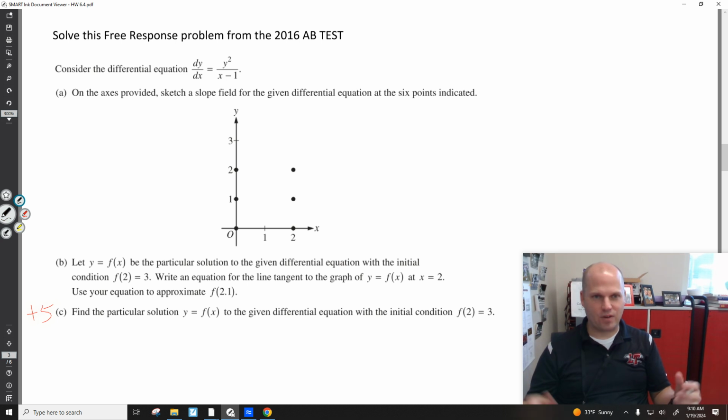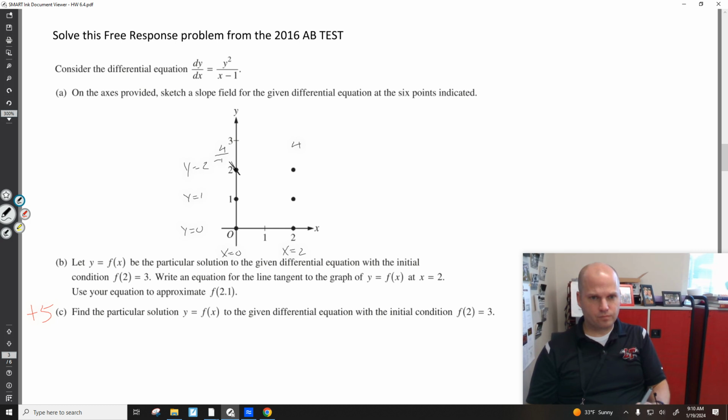Part A just asks you to find a slope field. All right, so we got y equals 2, y equals 1. I like doing this. Y equals 0. I got x equals 0 and x equals 2. If y equals 2, the top is 4. If x equals 0, the bottom's -1. If x equals 2, the bottom's 1. So I got -4 and +4.